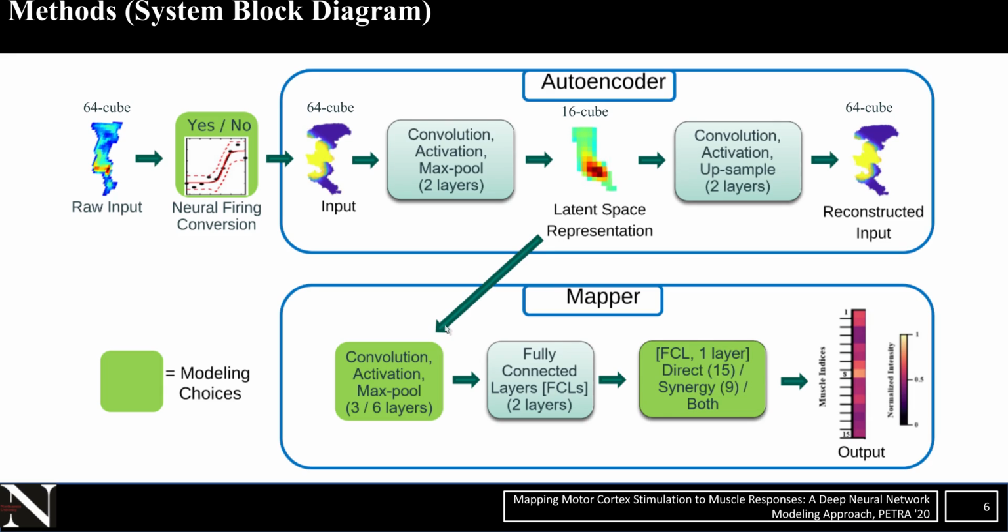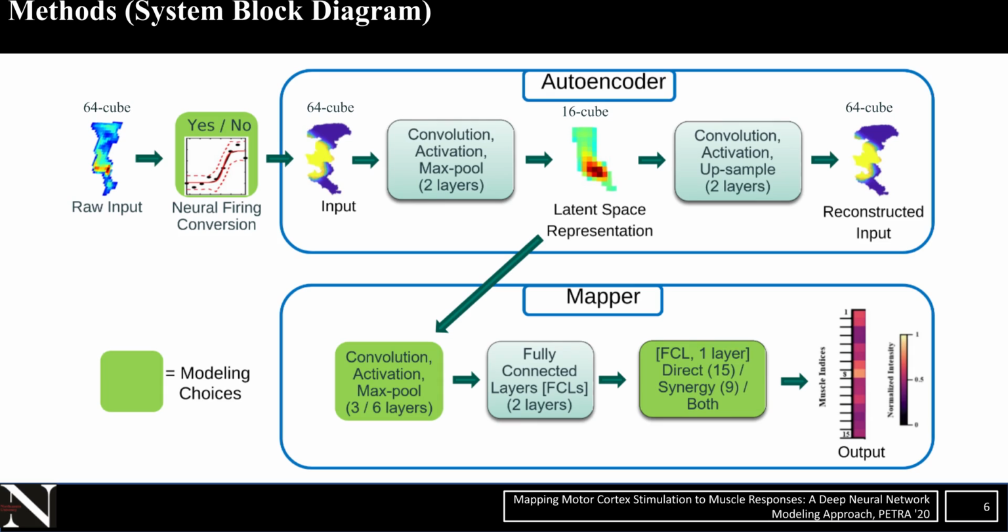These latent space representations go to a second CNN network, which we call the mapper. It has further convolutional layers, 2 fully connected layers, and finally another fully connected layer. This again has choices, just like the previous stage, which has 3 or 6 layers. In the final stage, we only have one fully connected layer, but it could be a direct mapping to those 15 muscles in the hand, as we mentioned, or a non-negative matrix factorization. We have found 9 to account for the lowest variance.